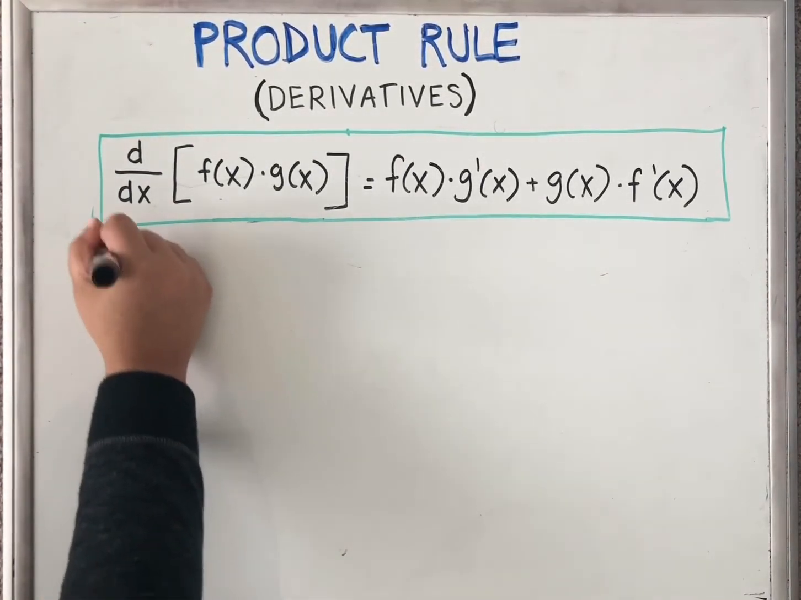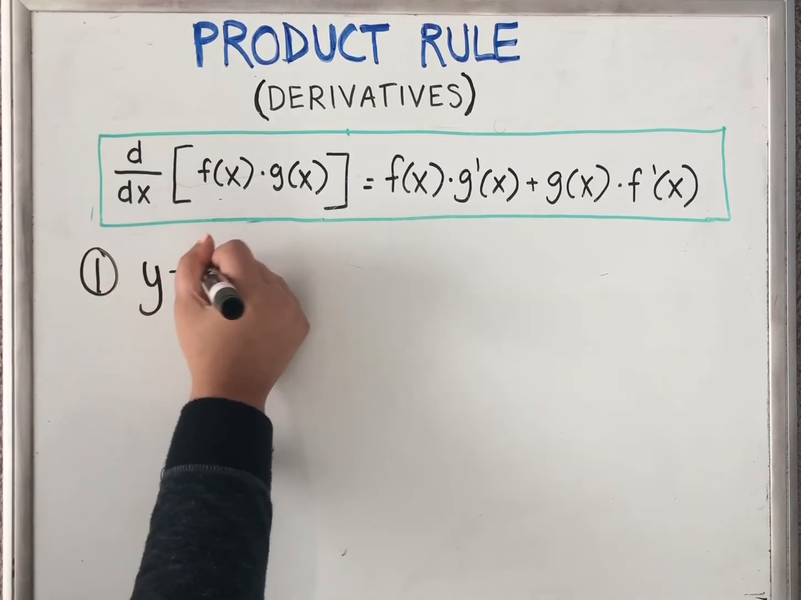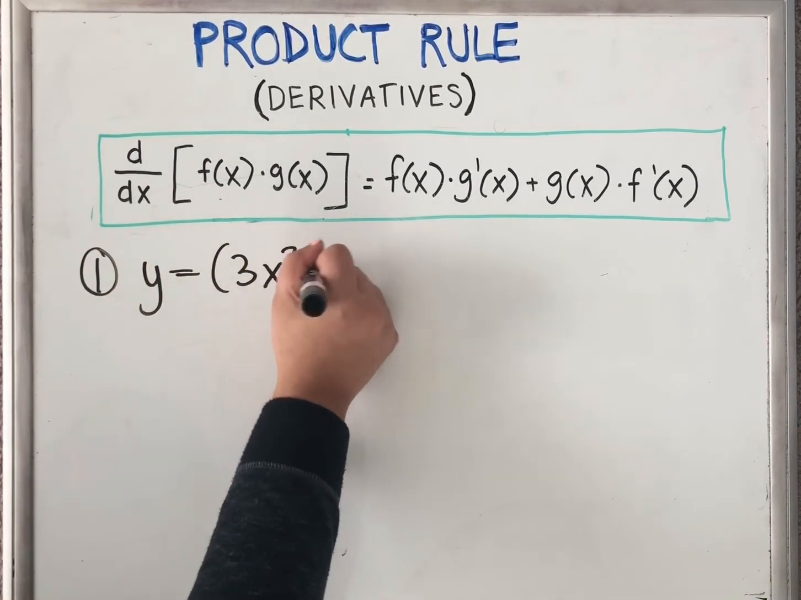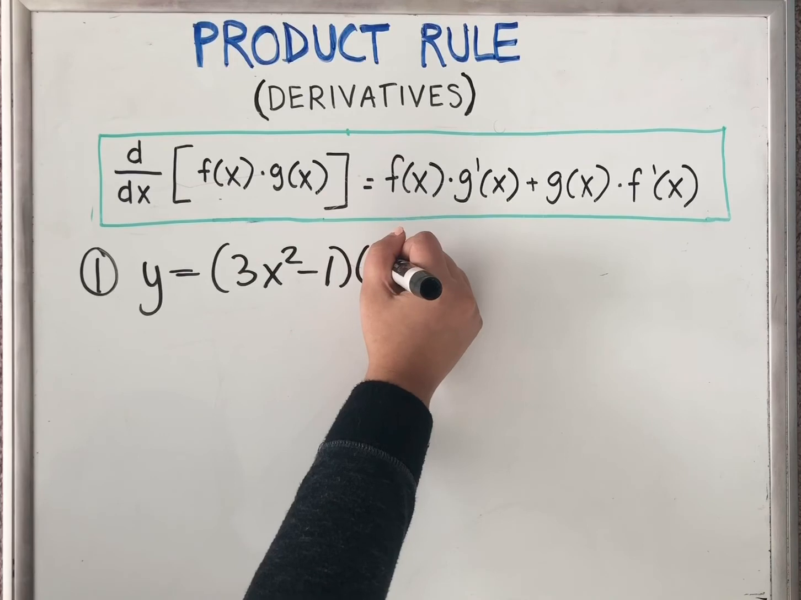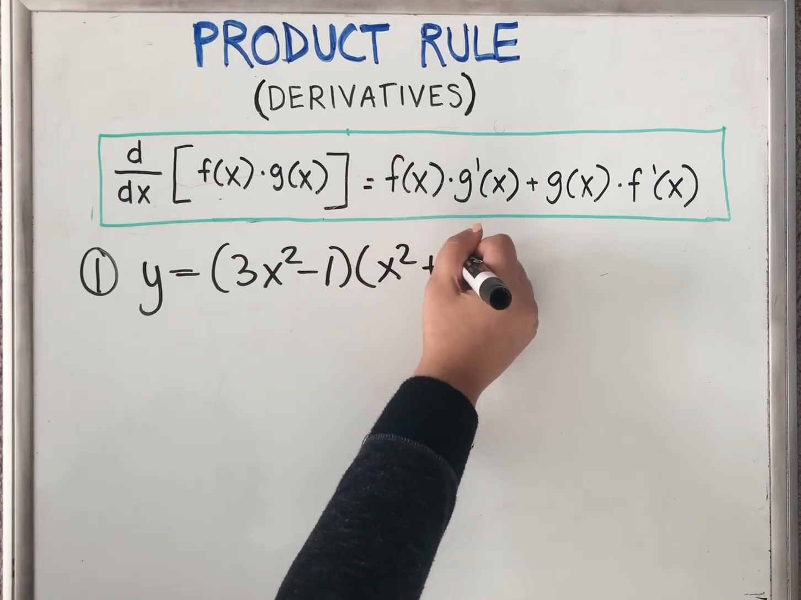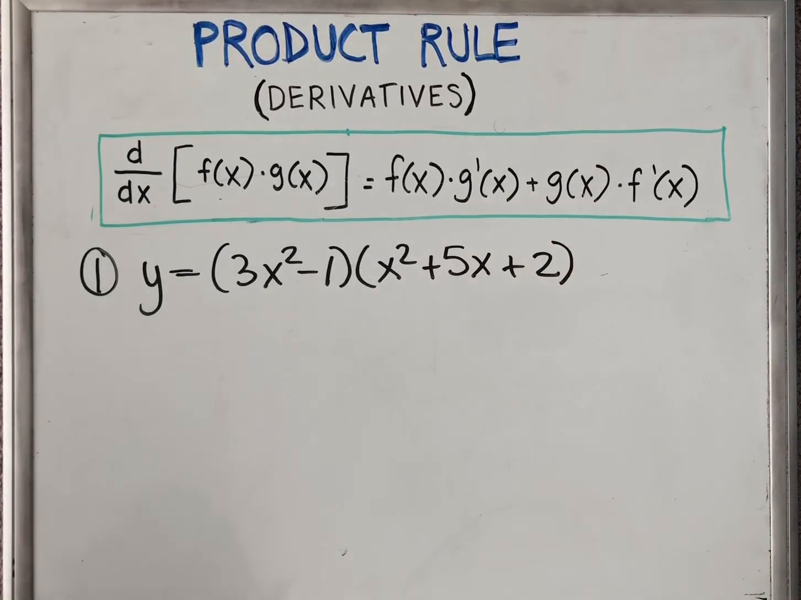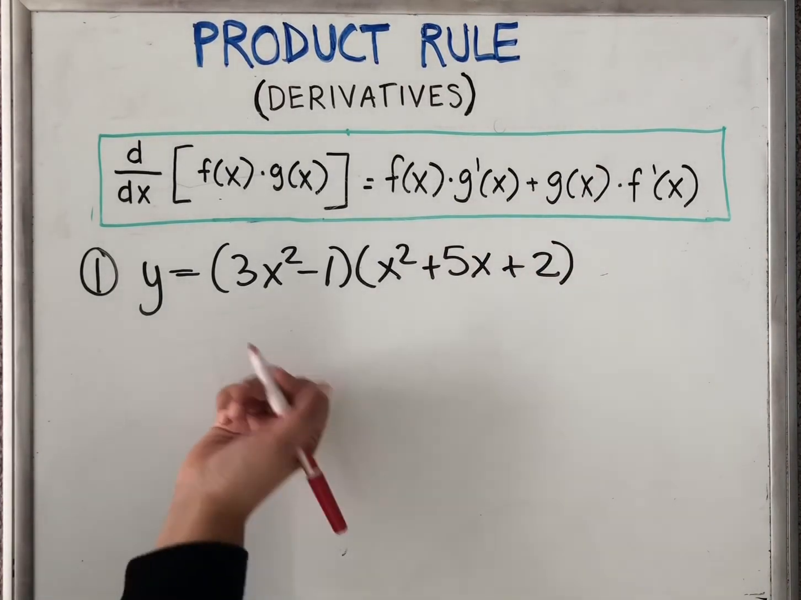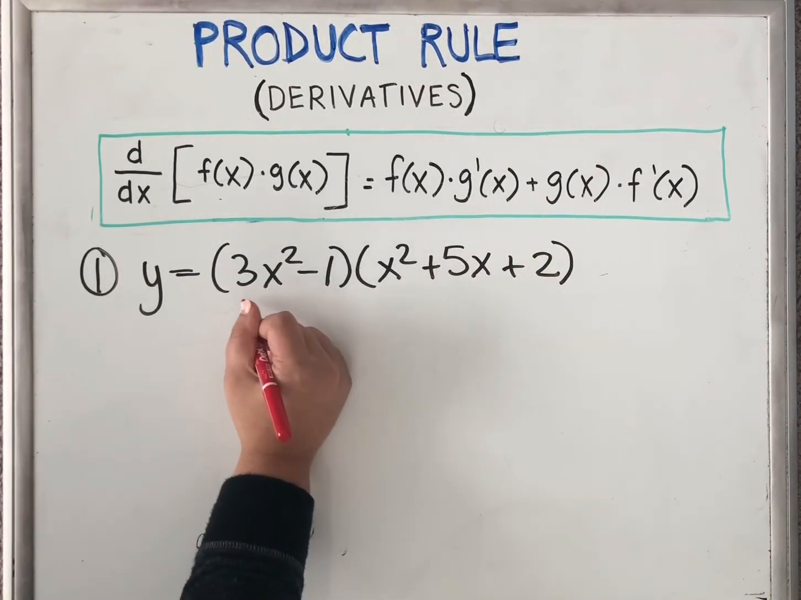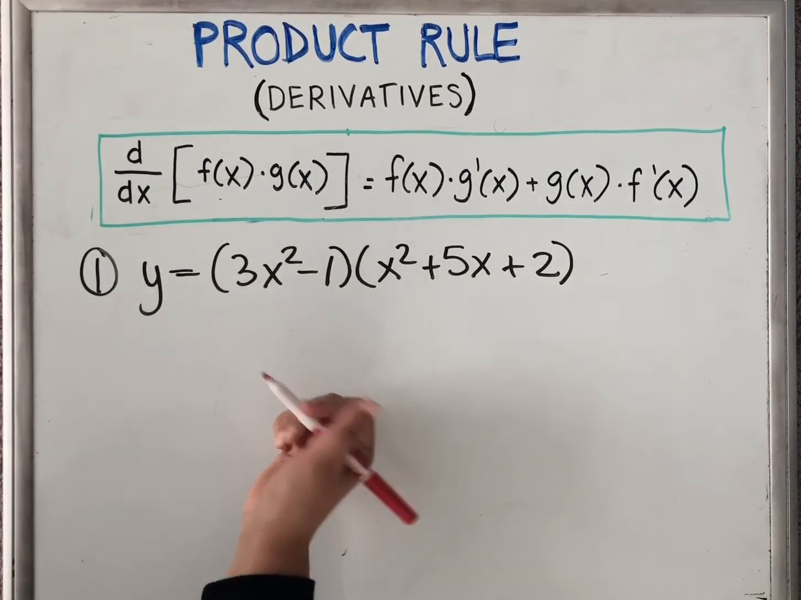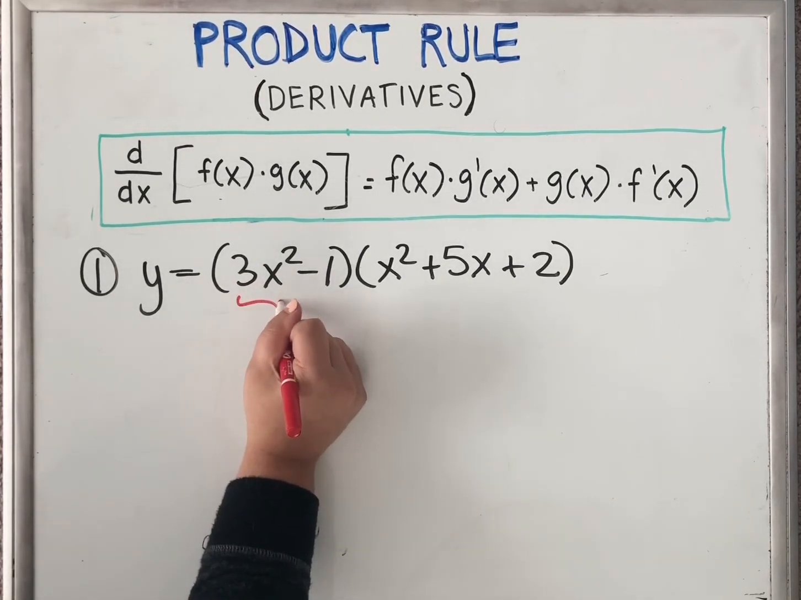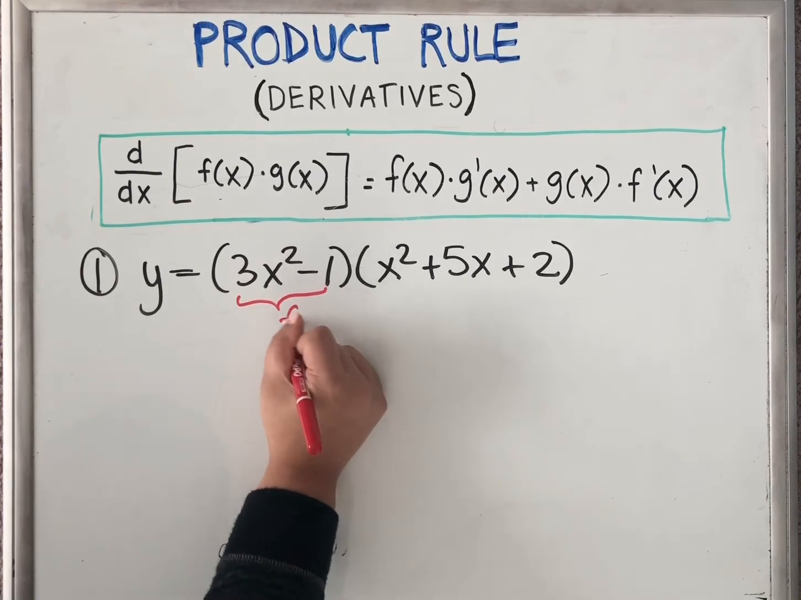Alright, so for number 1 here, I have y equals 3x squared minus 1, all multiplied by x squared plus 5x plus 2. Okay, and as step 1 here, we're just going to pick one of these to be f and the other to be g. Again, it's totally arbitrary, doesn't matter which one you call f and which one you call g. I'll call this one f and this one g.